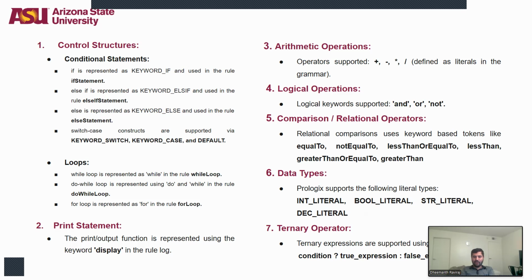Prologix includes support for all standard arithmetic and logical operations like addition, subtraction, multiplication, division, and, or. It features a range of relational operators using keywords such as equal to, greater than, less than, and so on. The language supports type literals including integers, decimals, strings, and booleans, which are parsed using specific token rules. And finally, it includes support for ternary expressions, which allow concise one-line conditionals using a condition, a true value, and a false value.